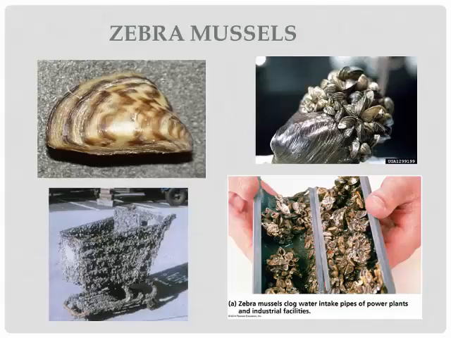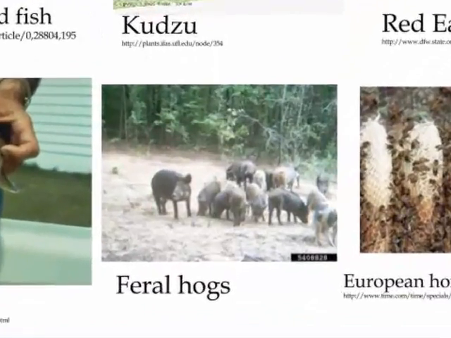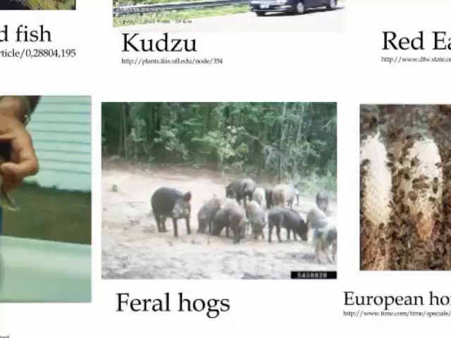Zebra mussels are tiny mussels that have invaded North American lakes. They foul water, clog water intake pipes at water plants and hydroelectric dams, and in general affect shipping, boating, and swimming in lakes. Feral hogs are widespread across Texas. They cause environmental damage because they root around in the soil and tear up the ground. They also have no natural effective predators.